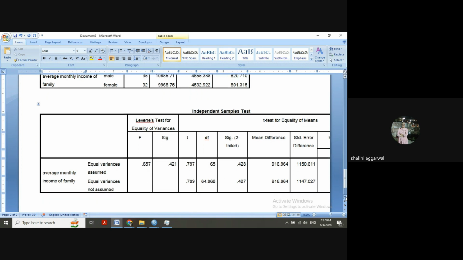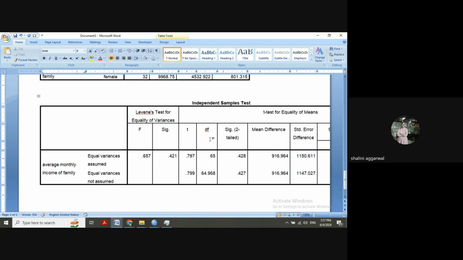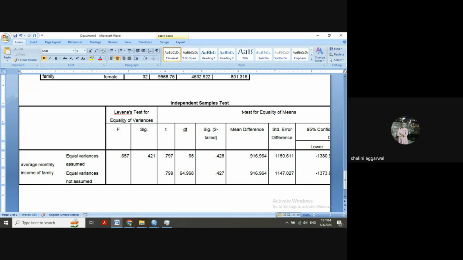Next table is, this table will decide whether there is a significant difference in the salary of males and females, right? So first of all, what you will be testing, just let me explain this. This is the Levene's test, only this part, the one that I have highlighted. So we have to see only this first. So Levene's test for equality of variance, right? This is the F value and the significant value. This is the significant value, right? So what did we find here?